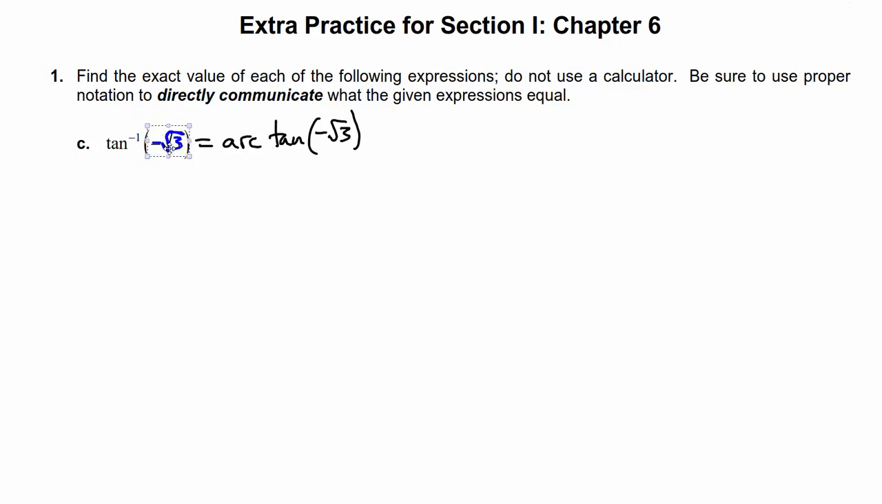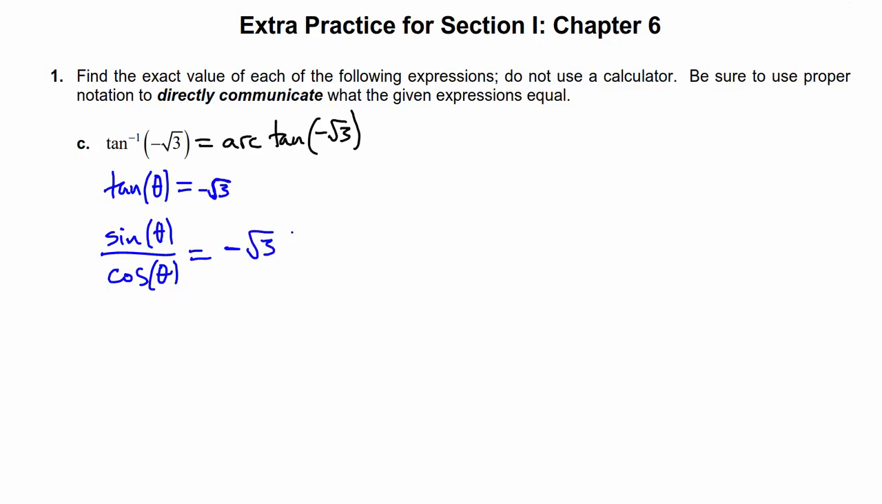We can copy the input value for inverse tangent and represent it as an output value for normal tangent. And then, unless we know what kind of angle has a tangent value of negative square root of 3, we should use what we know about tangent, which is that tangent equals sine over cosine. So this expression, tangent equals negative square root of 3, can be translated as sine over cosine equals negative square root of 3.